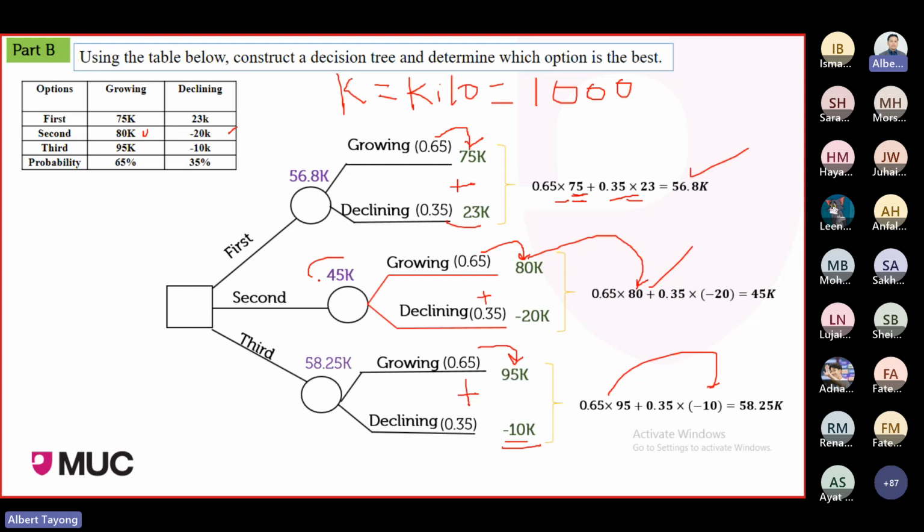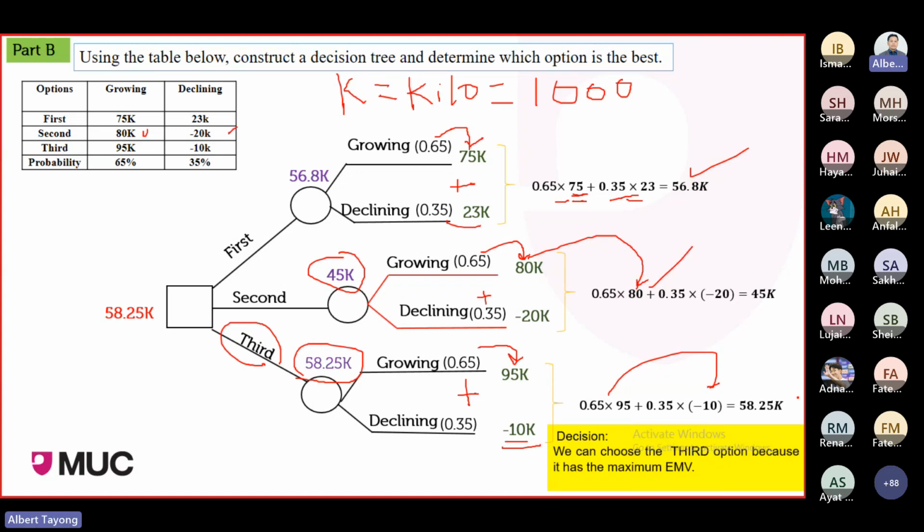So for the second one, it is 45,000. And the last one is 58,250. Okay, so the highest is the third option. You have to write your decision. So we can choose the third option because it has the maximum expected monetary value. So I guess this one is very clear to everyone, right?